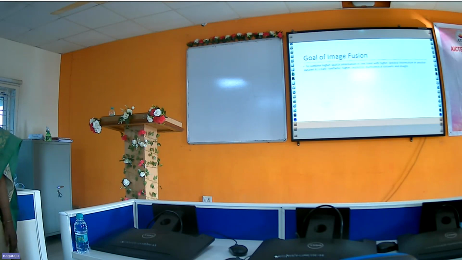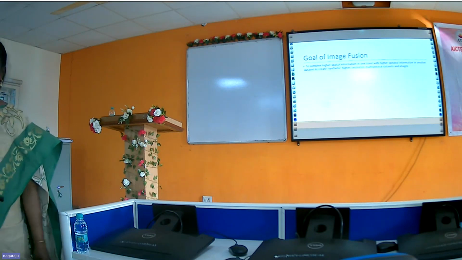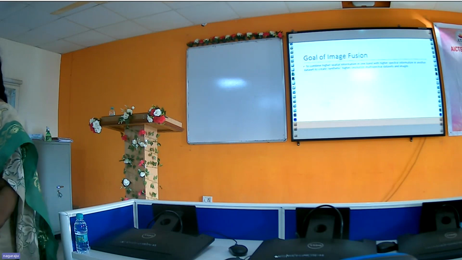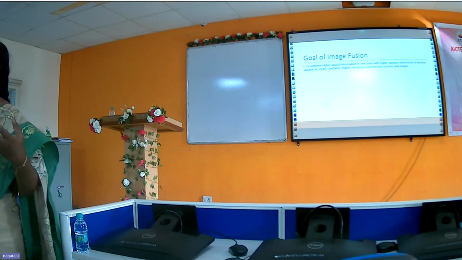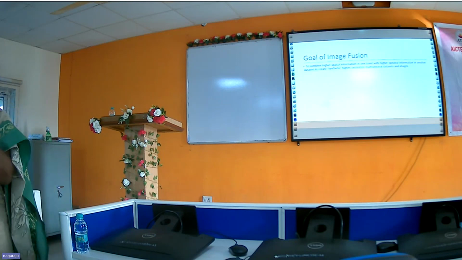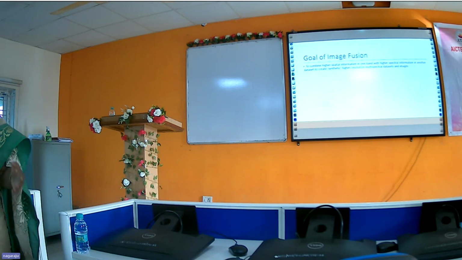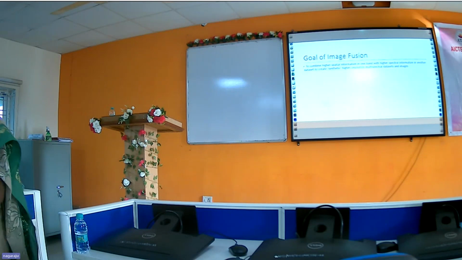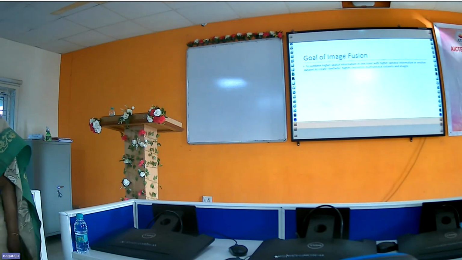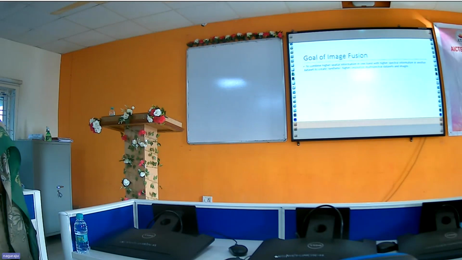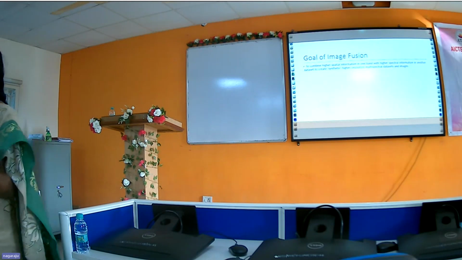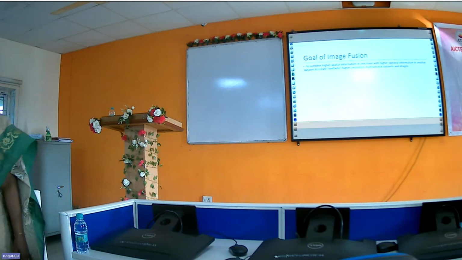What is the main goal of image fusion? As I just mentioned, combining higher spatial information in one band with higher spectral information in another data set to create synthetic, higher resolution multispectral data sets and images. We say synthetic because we are generating it. We take the original images, modify that data and generate a new image. That's why they are called synthetic images. Generative adversarial networks, GANs, are a topic we will deal with later. Generally we use these techniques to obtain synthetic images, or whenever our data sets are very small and we want to improve them so that classification becomes easier, I go for synthetic images.